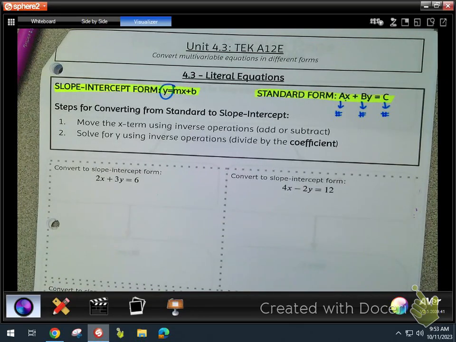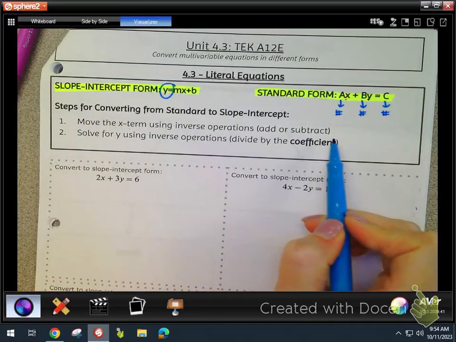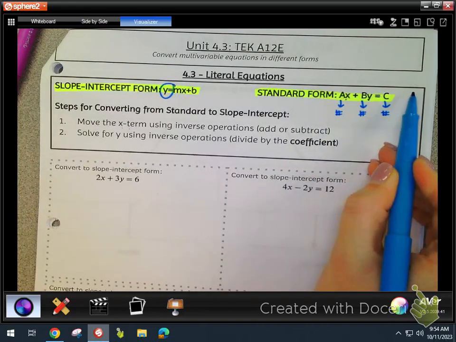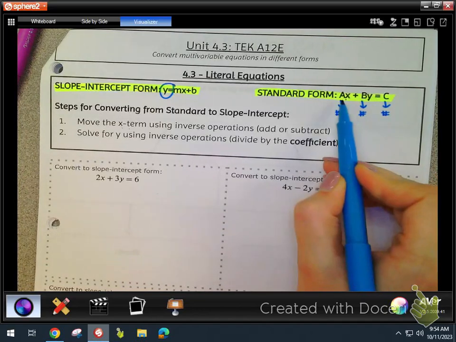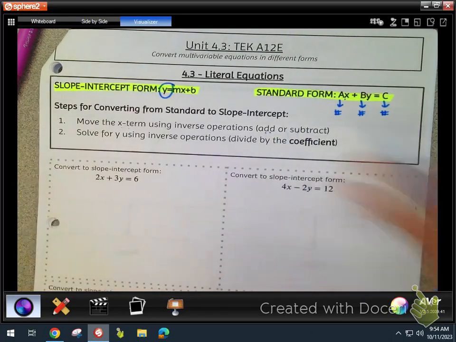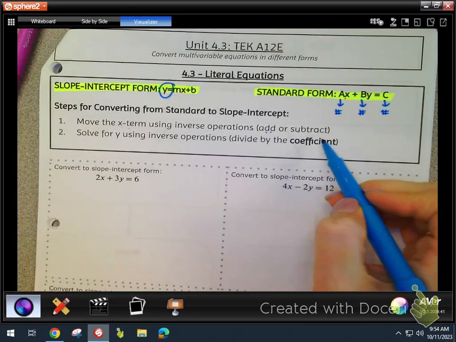So still 2 steps to get Y by itself, but again, they're different steps. The first thing that you want to do, step 1, is to move the X term over. This step is pretty quick. You've got to take whatever this is and move it to the other side of the equation. You're going to use your inverse operations, which will be adding or subtracting. If it's a positive 2x, you're going to subtract it on both sides. Vice versa, there. So that step is pretty quick.